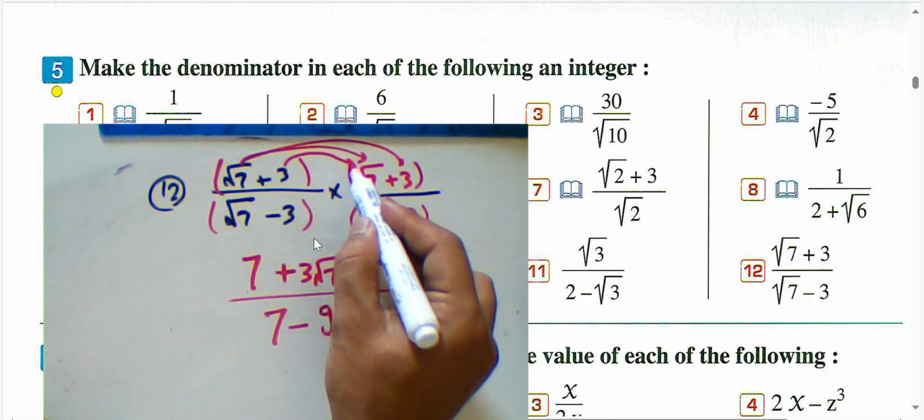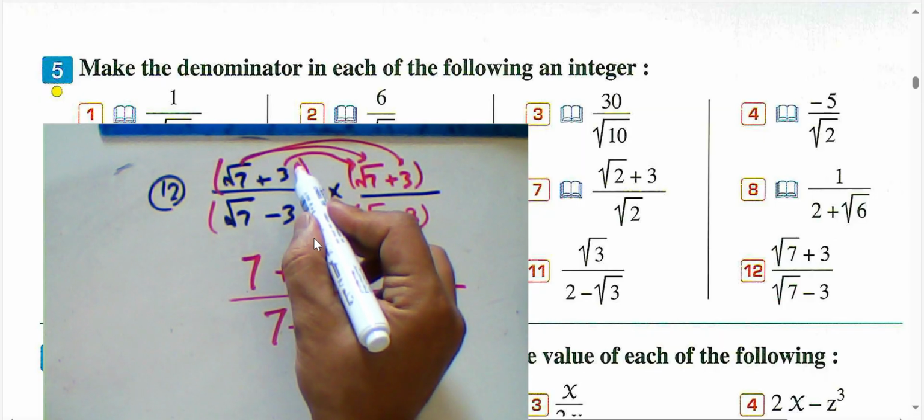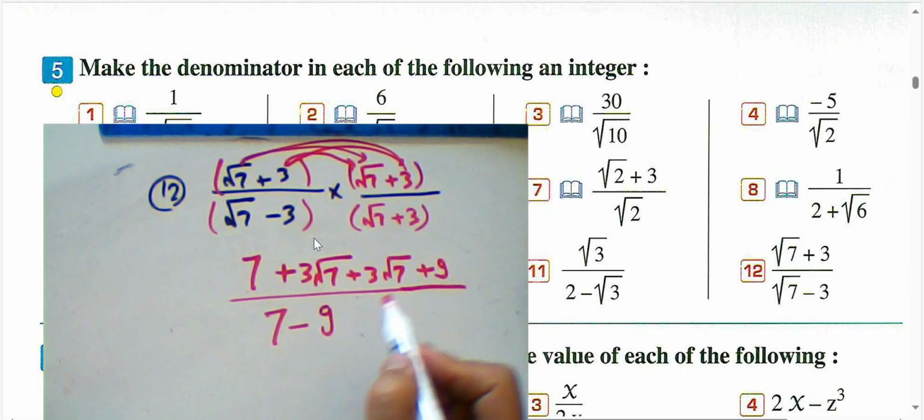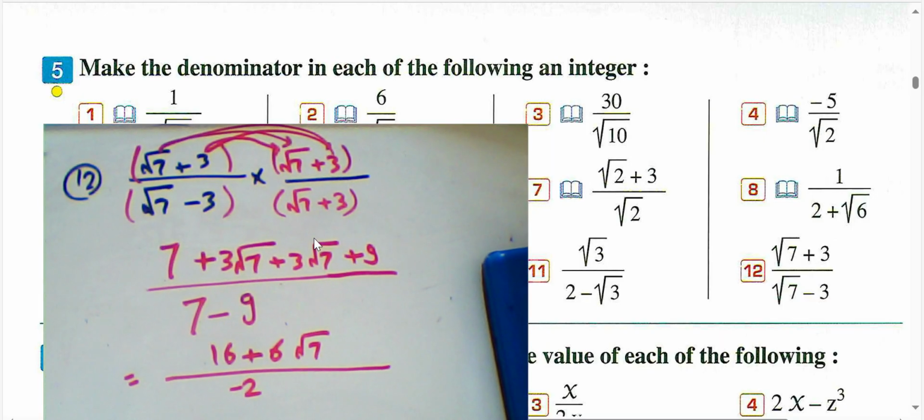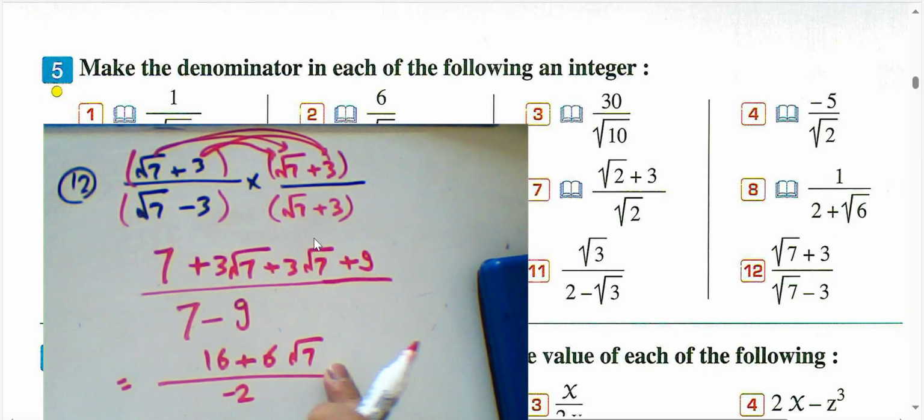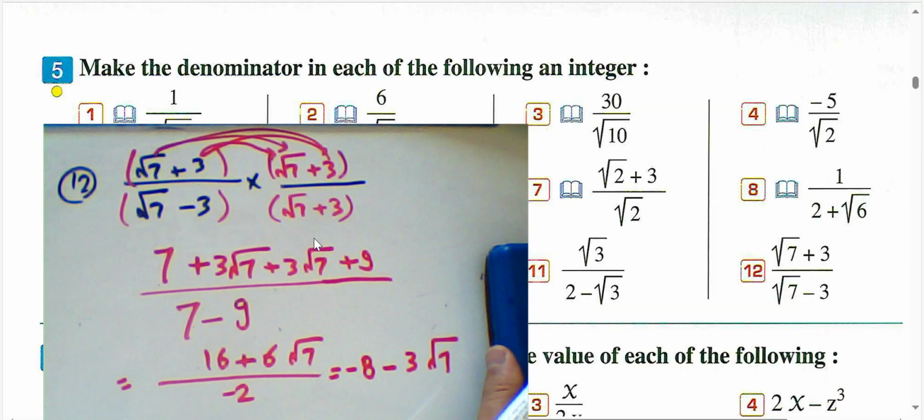And 3 times root 7, it will be 3 root 7. And 3 times 3 equals 9. Then you can simplify it. 7 minus 9 equals negative 2. And 7 plus 9 equals 16. And 3 root 7 plus 3 root 7 equals 6 root 7. You can simplify this example also by dividing by negative 2 the numerator and denominator. 16 divided by negative 2 equals negative 8, and 6 divided by 2 is 3, and positive divided by negative is negative. Then the result will be negative 3 root 7. It's the simplest form of this example, okay?